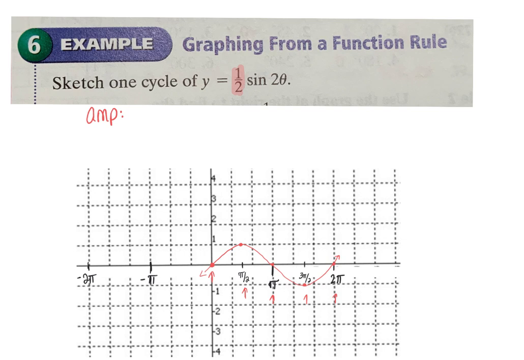1/2. All right. What does that mean? Well, that means we are going to go up to 1/2 and down to -1/2 because our midline right now is the axis. All right. My period. Well, my period is a formula. What's the formula for my period?